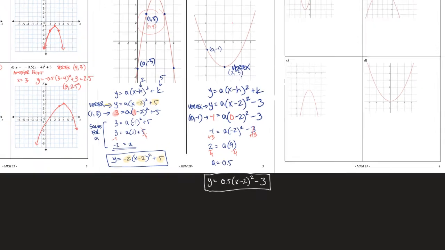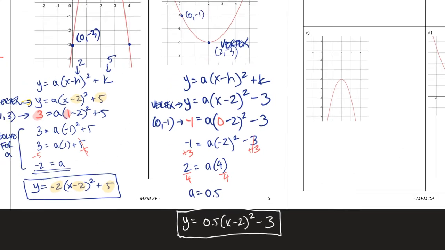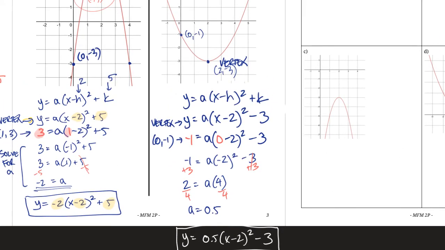So here we go. Here's my final answer: 0.5(x - 2)² - 3. If you're a bit confused about how to find that, there's the steps. So first of all, I identified the vertex was at (2, -3). I plugged that in for h and k, like this.